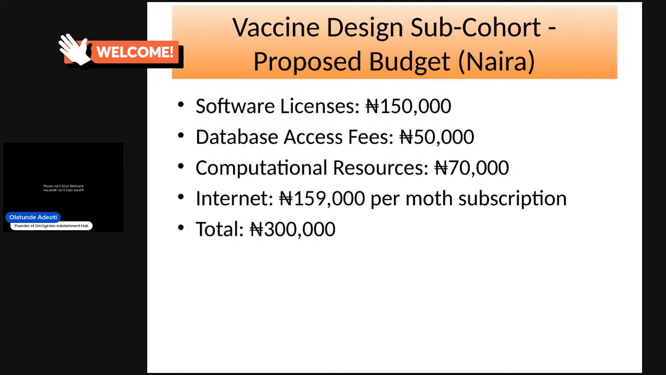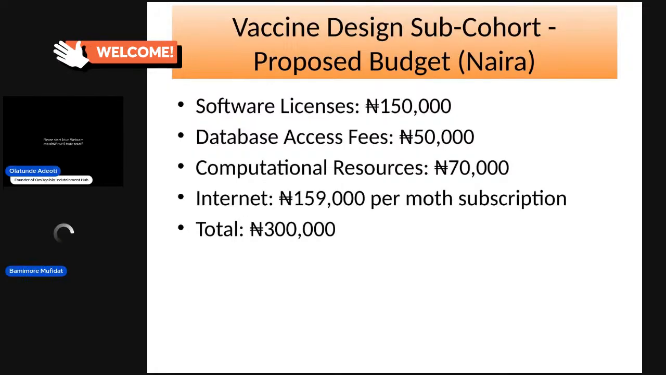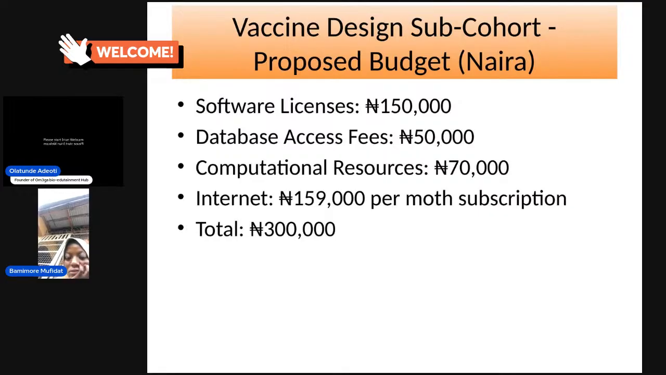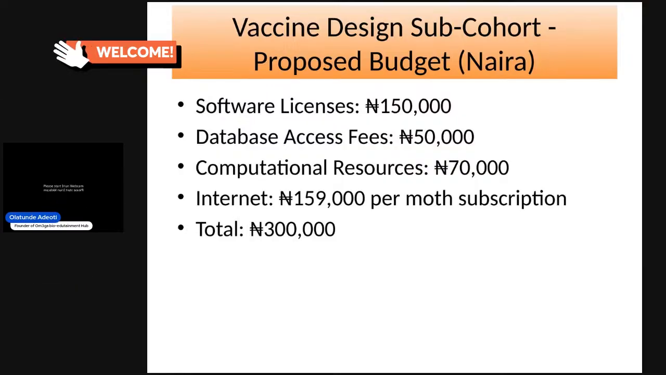Then the proposed budget for cohort group B, that is fashion design, where you have things like software licensing. We are going to buy a lot; there are some licenses that you have to buy. Then apart from that, data access fees, computational resources, and the internet, where we have to subscribe to the business plan, which is around 160 per month, and so on. At least the rough estimate is just a total of that.